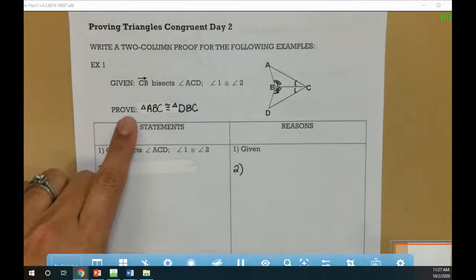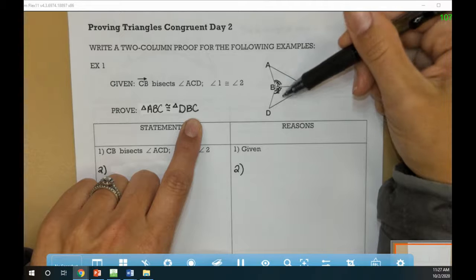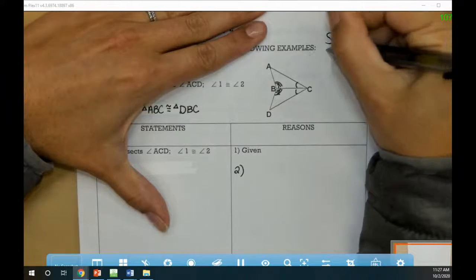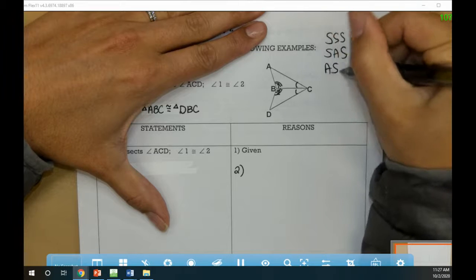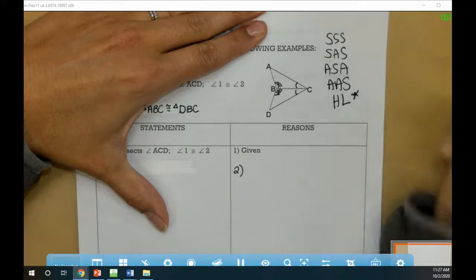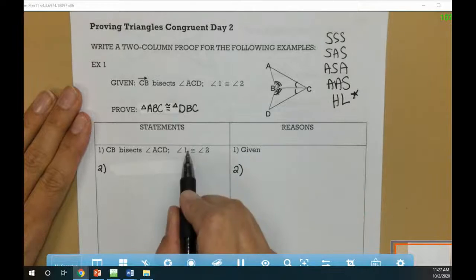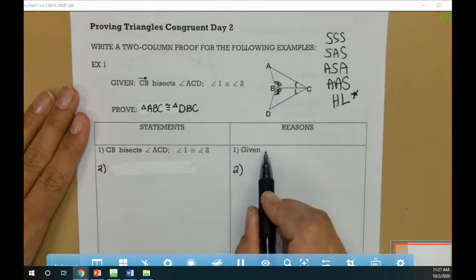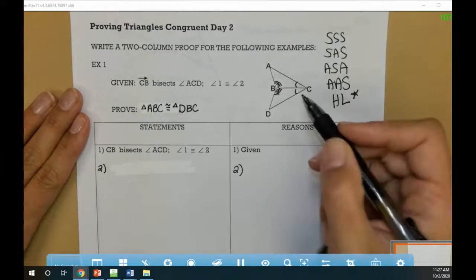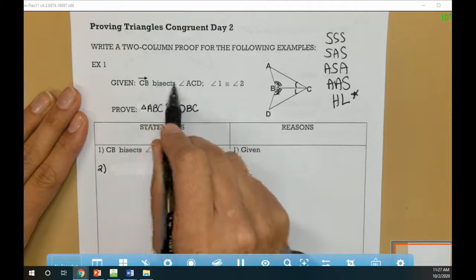Look at what we're trying to prove. We're trying to prove these triangles are congruent, triangle ABC and triangle DBC. So we're looking for our 5 ways: side, side, side; side, angle, side; angle, side, angle; angle, angle, side; or hypotenuse leg, which is only for right triangles. Okay, so what I've done is written the given information already in step 1, and we've marked the diagram. But we have never said the conclusion that we came up with for this word bisect.